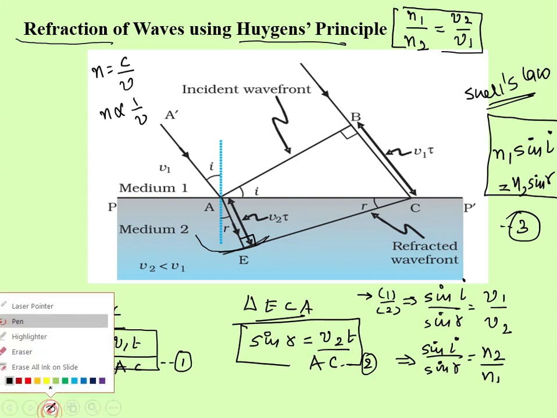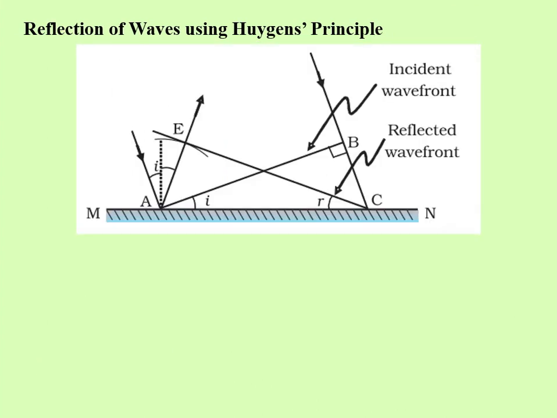Similarly, we can also discuss reflection of light using wave theory. We have studied this in ray theory. Since it is reflection, this medium is shining. This is the incident ray. It will reflect back with the same angle of incidence, we know. But we have to prove this with wave theory.